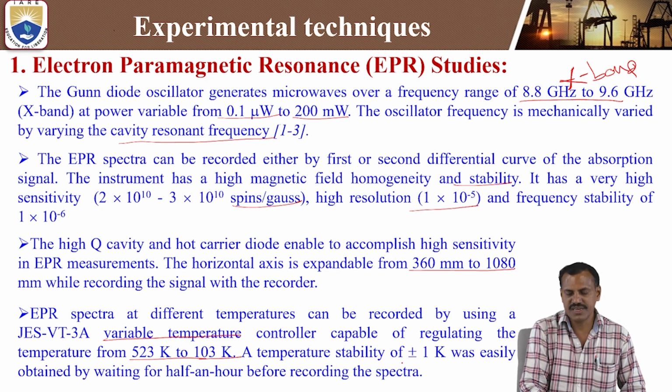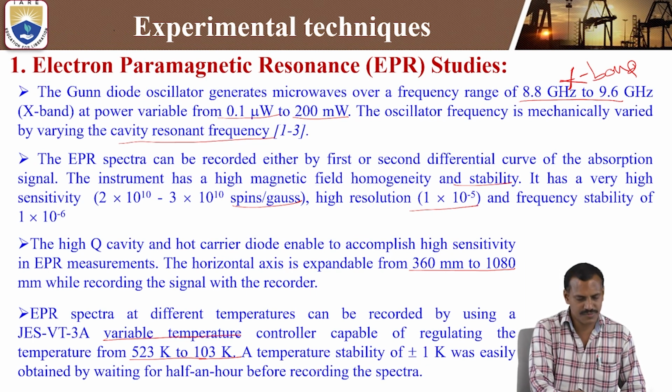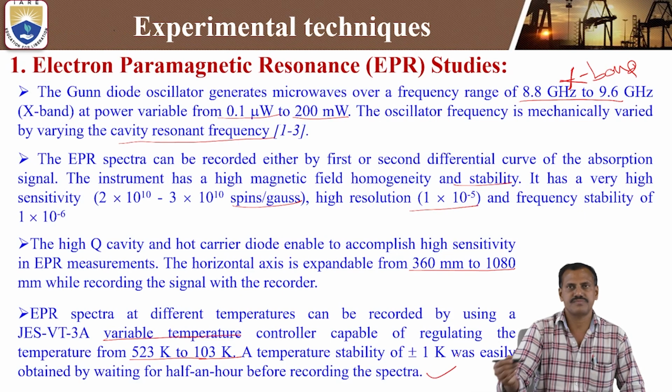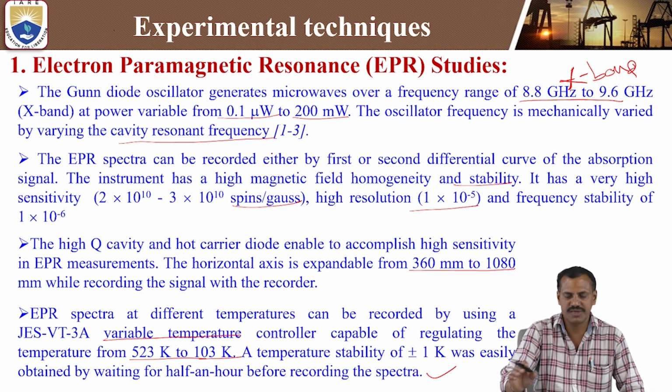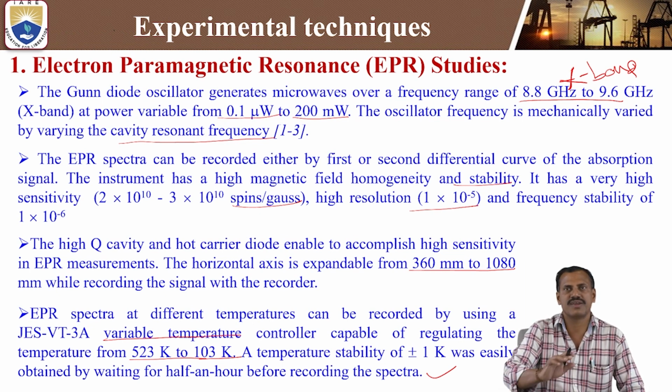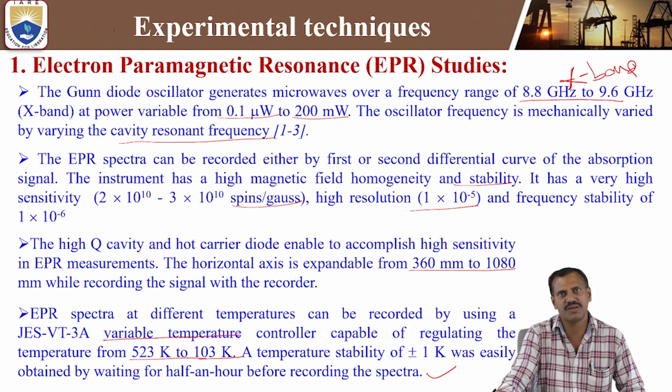A temperature stability of plus or minus 1 K is easily obtained by waiting for half an hour before recording the spectrum. Before recording, we wait half an hour, because the temperature variation will be only plus or minus 1 Kelvin. That stability will be more or less 1 Kelvin only. So by using the electron paramagnetic resonance measurement studies, we can study the ESR signal at room temperature.